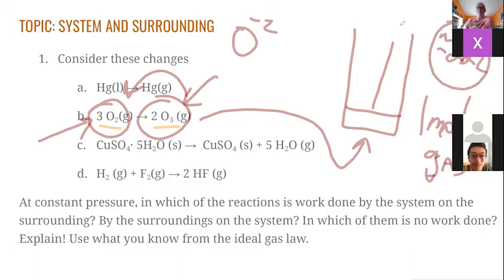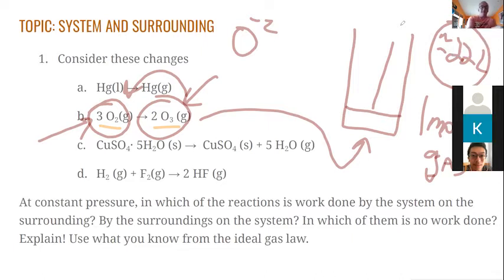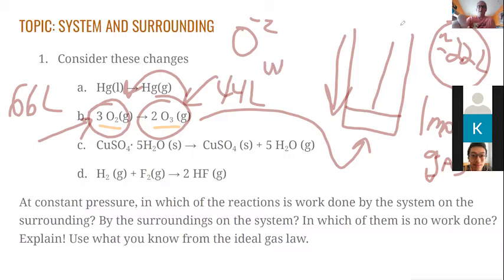So if I had 3 moles of gas as reactants and 2 moles of gas as products, when the reaction's over, will the products take up more space or less space? Less. Less, exactly. Because basically what will happen is if I had 3 moles of gas, I would have 66 liters to start, but then I'd only have 44 liters at the end. And so this piston would be pushed down. And so actually work would be done on the system. So in this instance, work would be positive.